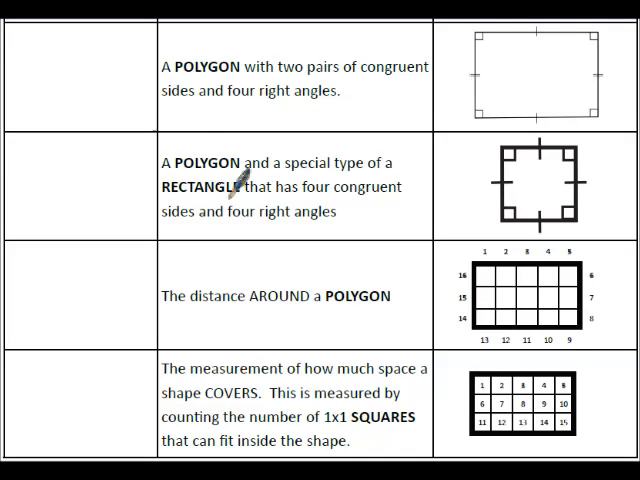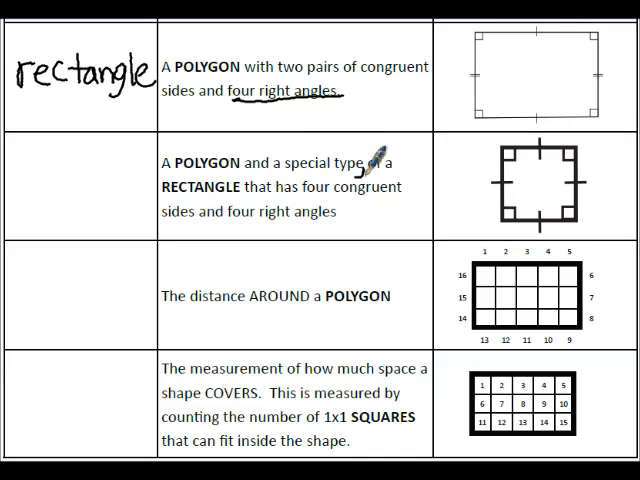A polygon with 2 pairs of congruent sides and 4 right angles. The main thing that you need to look at is that it has 4 right angles. And if it has 4 right angles, we have a rectangle. And rectangle has angles, so we're looking at those angles.